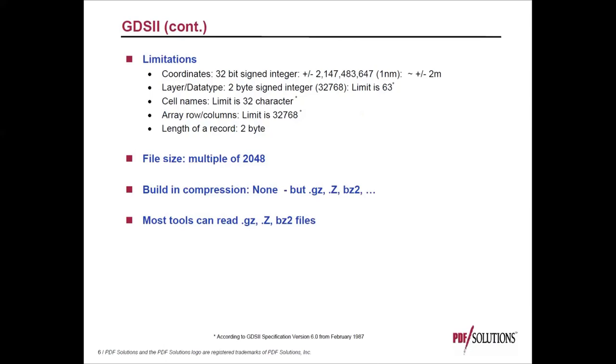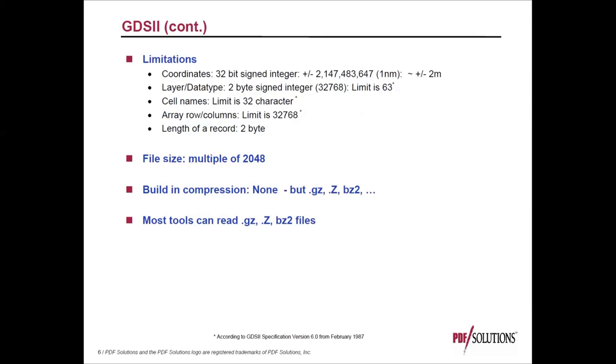Arrays have a hard limit of 32,768 rows and columns. The bigger problem is that the length of a record has a 2-byte limitation. So you cannot have an unlimited number of polygon points in there, because at some point the 2 bytes of your length record are not enough.